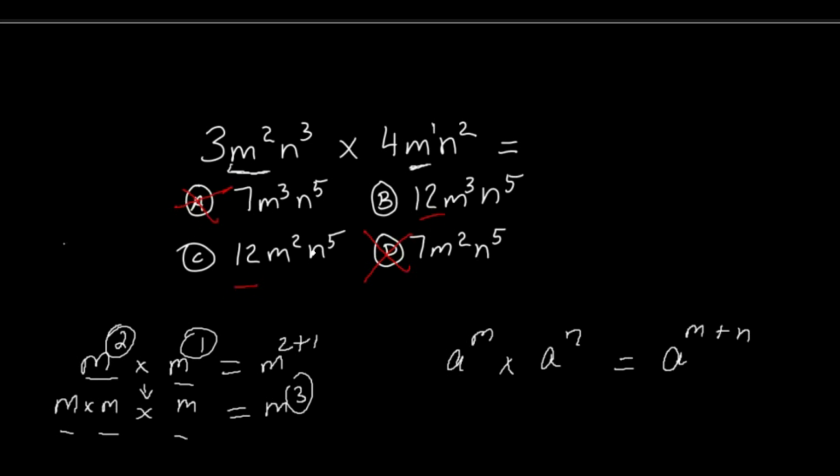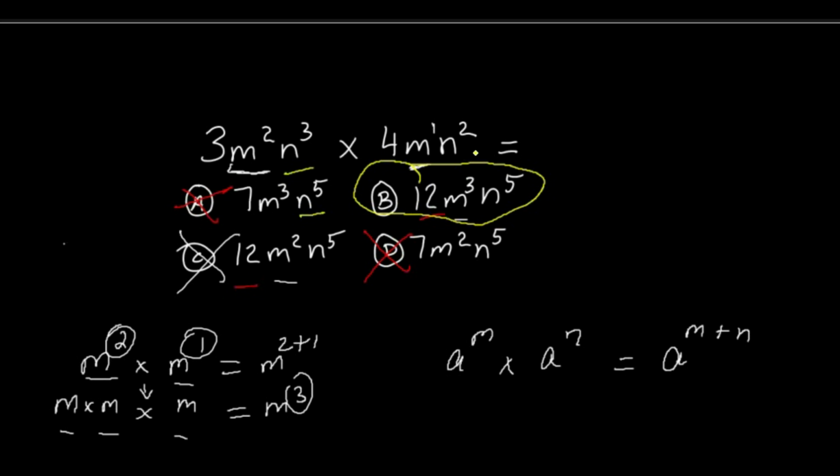So m to the third power, let's compare the m's. Well, this one has m to the third power, this one has m to the second power. We don't even have to do the last one, which is the n. And so we definitely know that this is our correct solution. And if you want to check the last one, let's look at the n's.